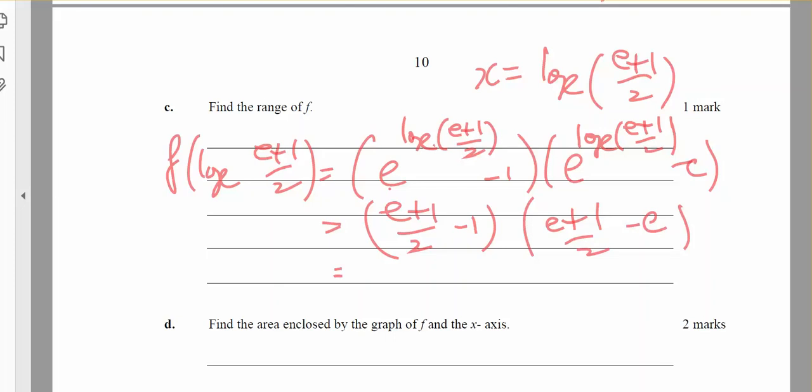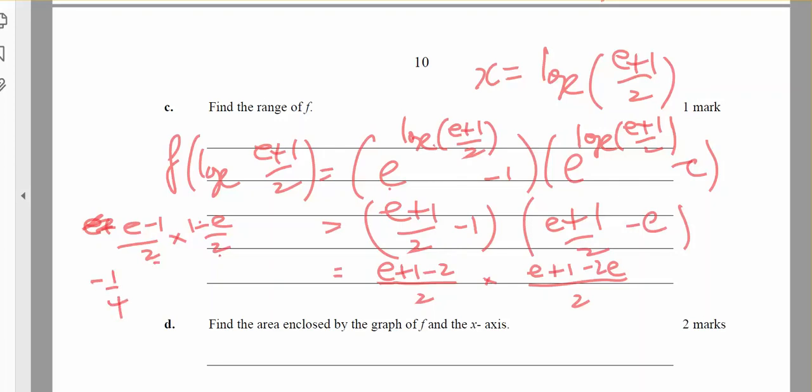So it's going to be, if I put that all over 2, (e + 1 − 2)/2 times (e + 1 − 2e)/2, which should give me (e − 1)/2 times (1 − e)/2, which is, they're the same except a minus. I've put a minus out the front, 1/4, because 2 times 2 is 4, (e − 1) squared. So that's going to be up to infinity, and that's going to be my range.